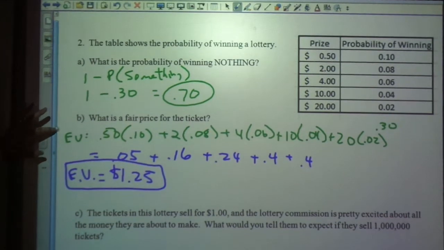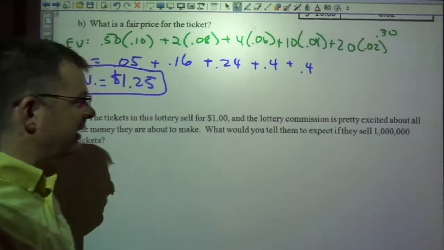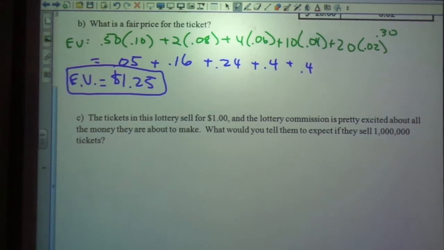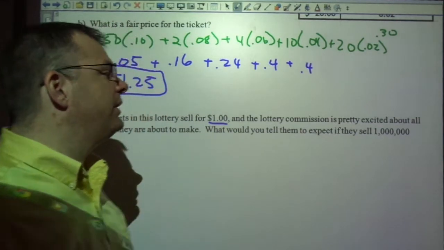I'll make $1.25 on each ticket that I buy. So this says that they're only going to sell the tickets for $1. And the Lottery Commission is pretty excited about all the money they're about to make. What would you tell them if they expect to sell 1 million tickets?